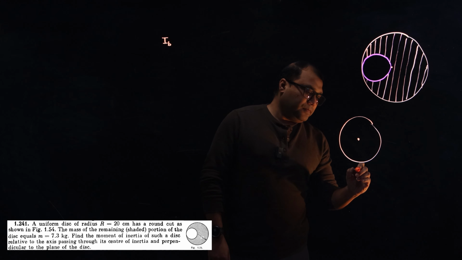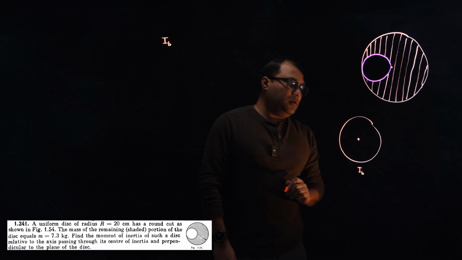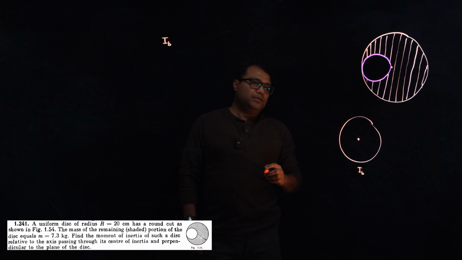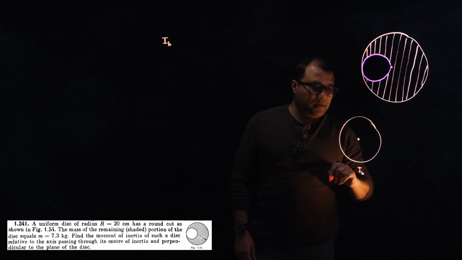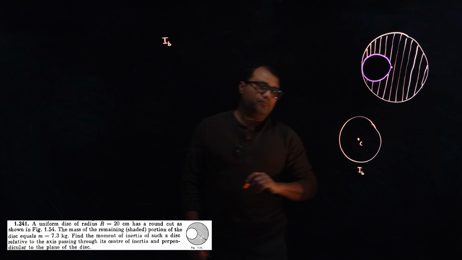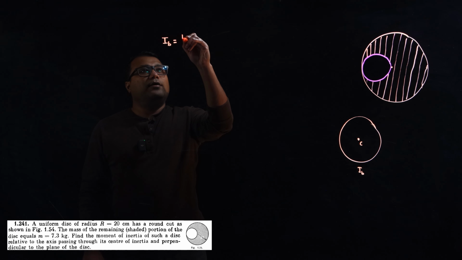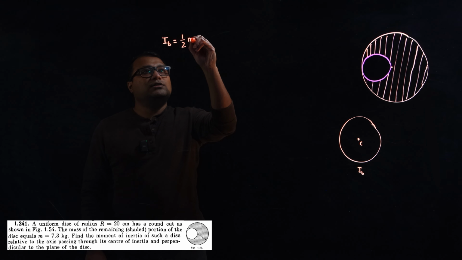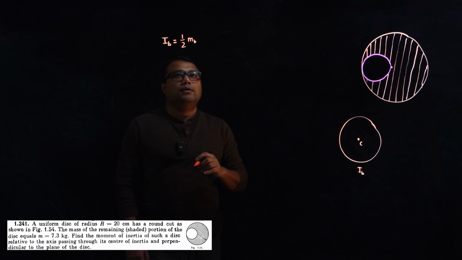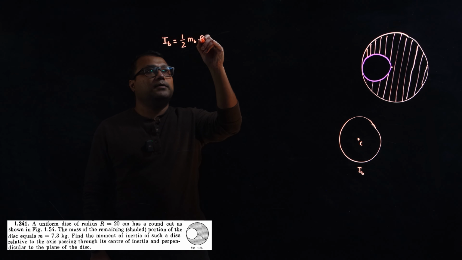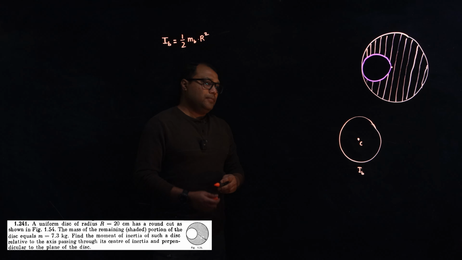So IB is moment of inertia of this about its center of mass. So what would that be? Half mass of the big disk times r square.